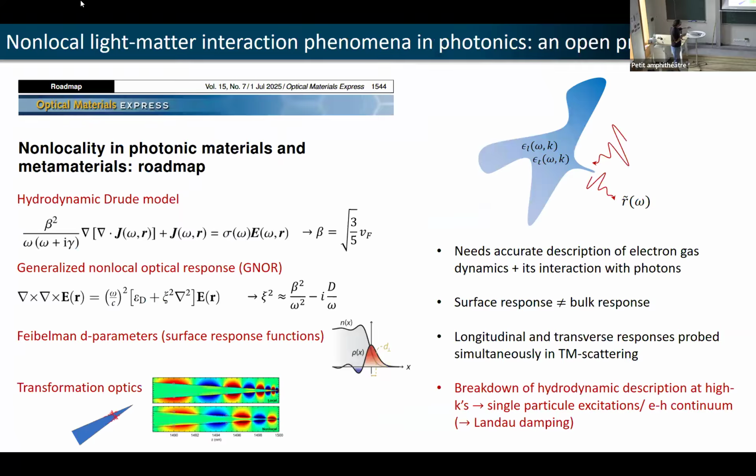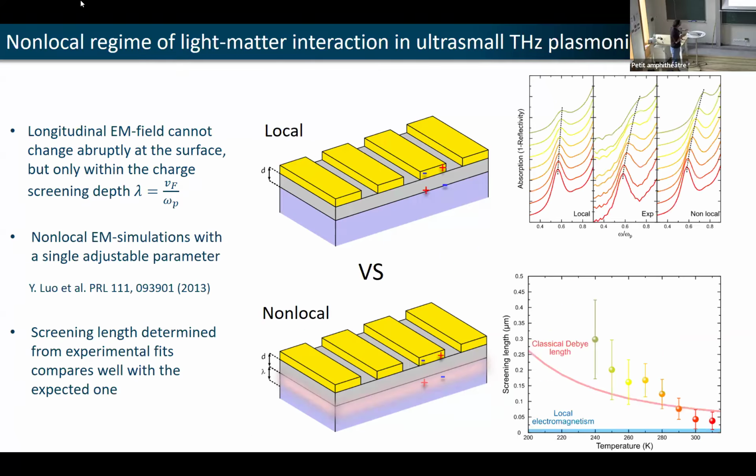So we took a model that simulates this and allows you to make a local simulation of a non-local problem. It's a mapping. And this works. There is a single adjustable parameter, which is the Fermi velocity, the new quantity in this problem, or the screening depth if you want, it's the same.